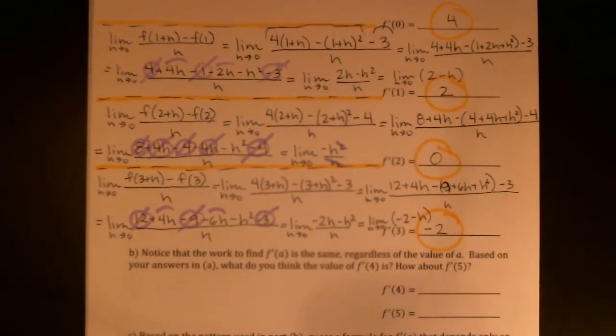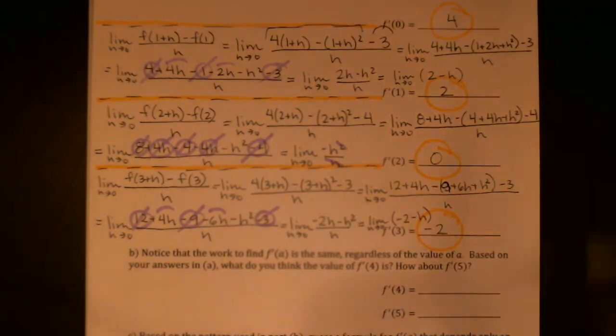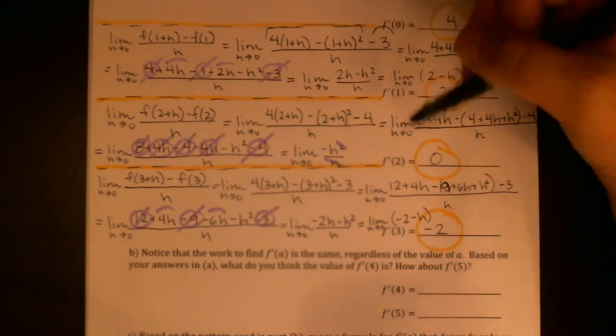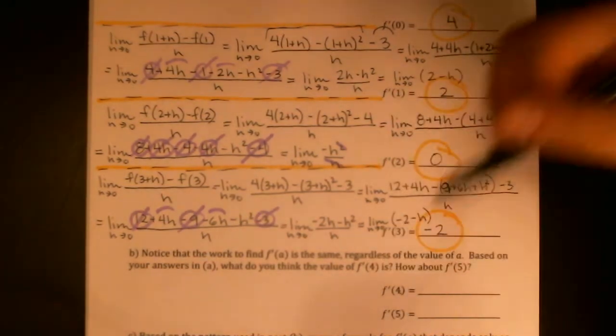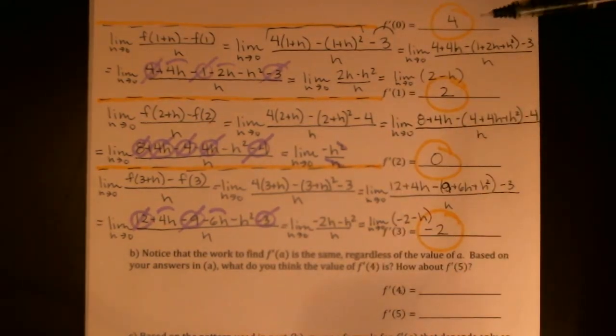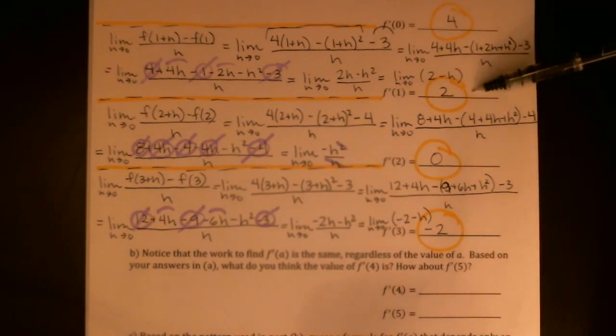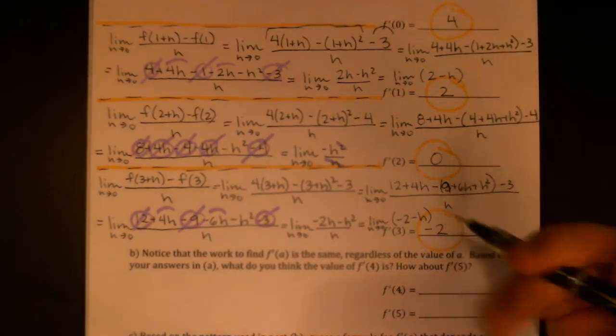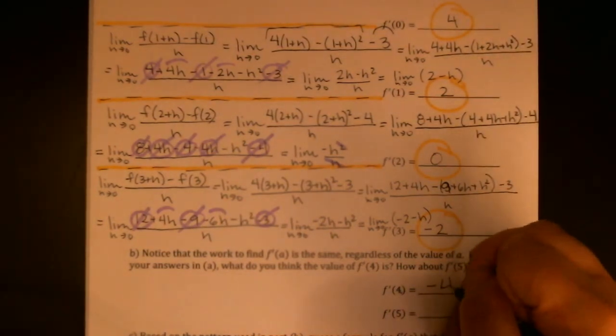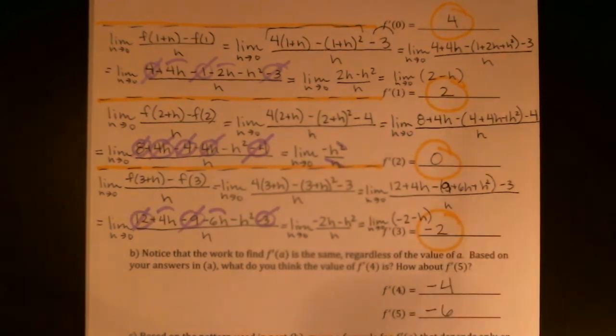And part B is asking us to check out that pattern. And based on our pattern that we spot, try and predict what the values of f prime of 4 and f prime of 5 will be. So this was f prime of 0, 1, 2, 3, and then we want 4, 5. So what I've noticed here, and I hope you notice as well, is that this goes 4, 2, 0, negative 2. This is decreasing by 2. So minus 2, minus 2, minus 2, which would lead me to predict that this is a negative 4 and this is a negative 6.